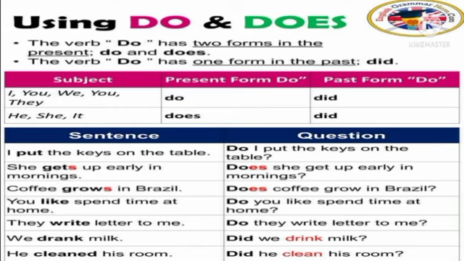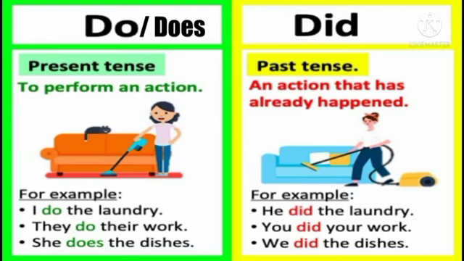We drank milk. Did we drink milk? He cleaned his room. Did he clean his room? This is the way we have to change a sentence into questions. Now we have discussed where to use do and does. I think you are clear with that. Now let us take where to use did. We have already discussed that did is used in past tense. So let us see where we can use did.